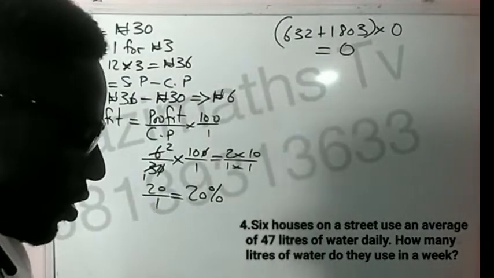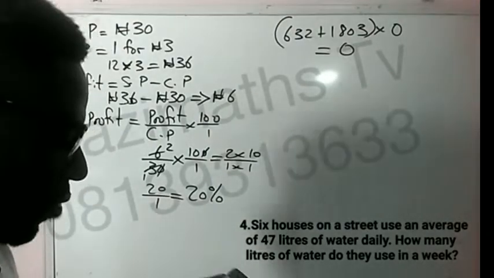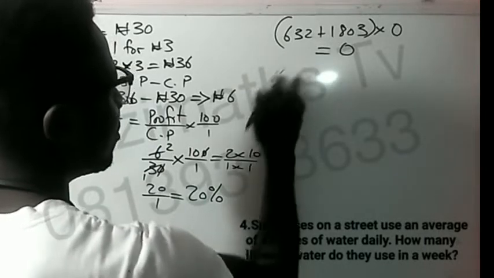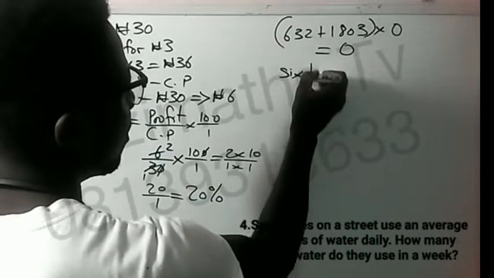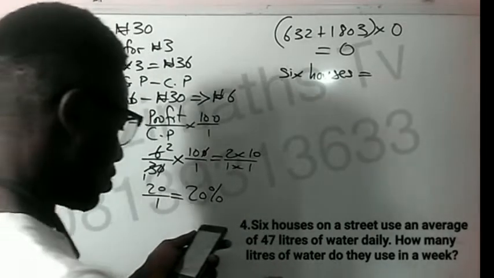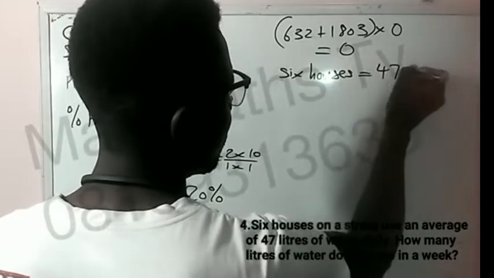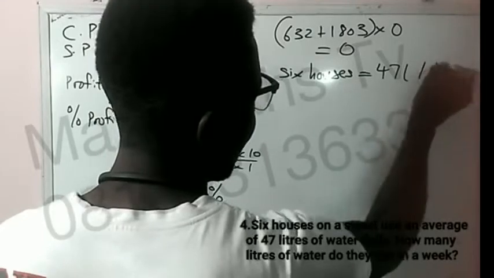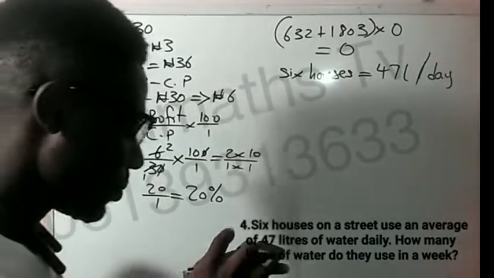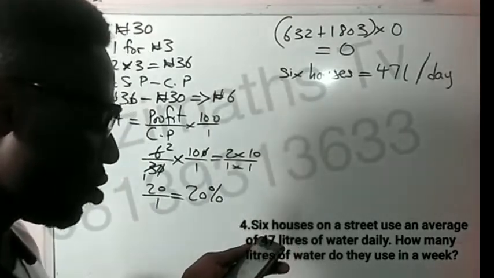6 houses on a street use an average of 47 liters of water daily. That is the 6 houses, and each uses 47 liters of water per day. Now, how many liters of water do they use in a week?